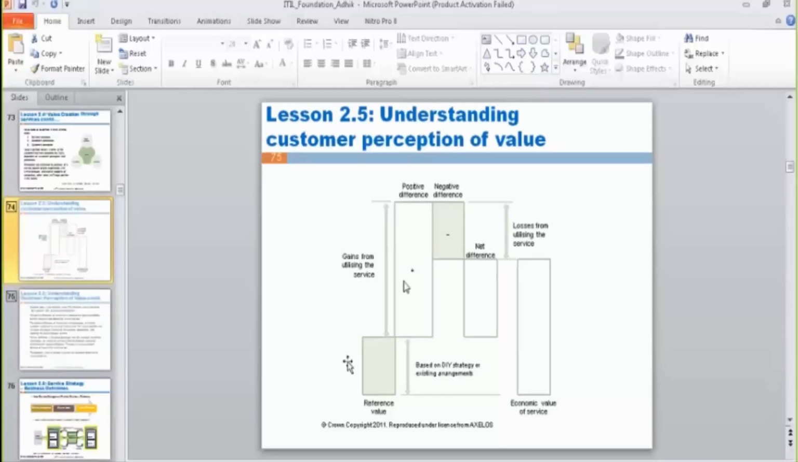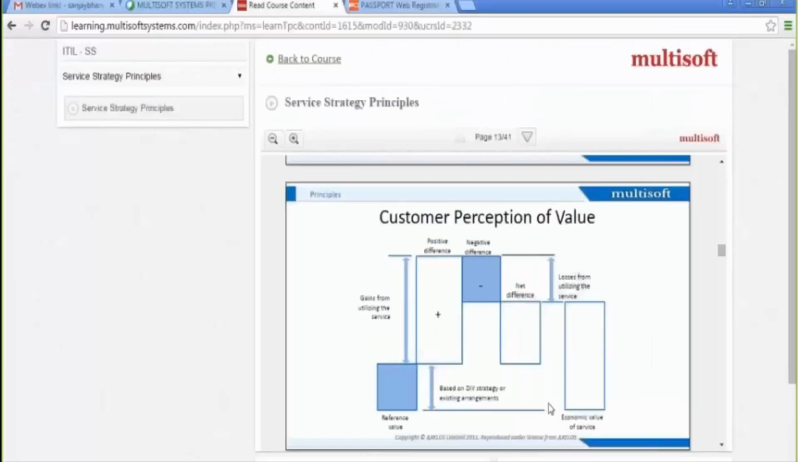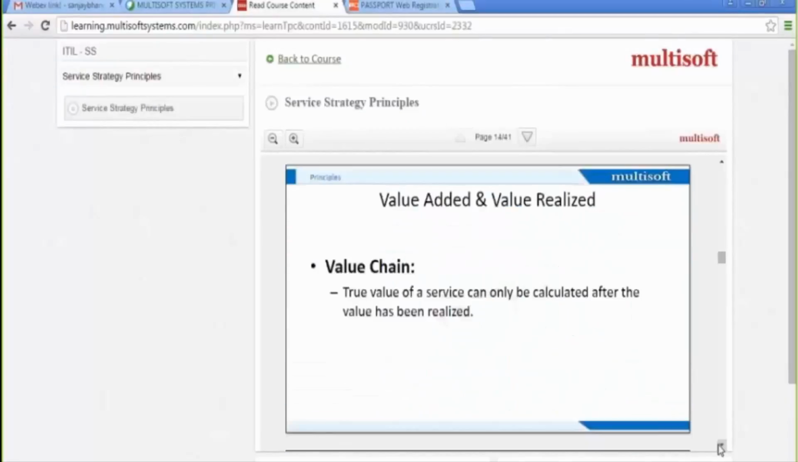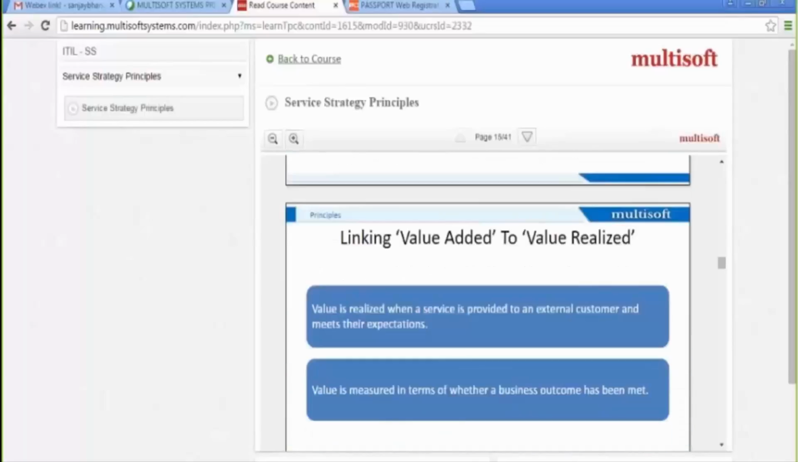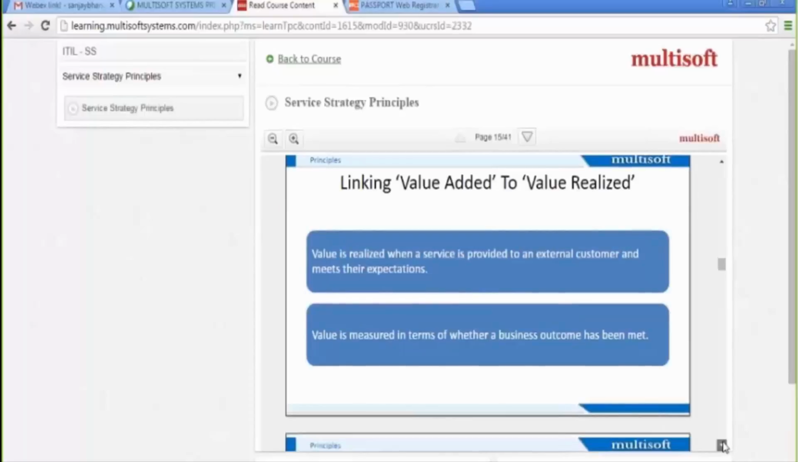Now then, the value chain we discussed, right? So the word value realized comes here. Value realized means what the customer is getting, right? So we are meeting the customer expectations or not. Value is realized when a service is provided to an external customer and meets their expectations. So this is my realized. Value is measured in terms of whether a business outcome has been met or not. Then value capture, right?